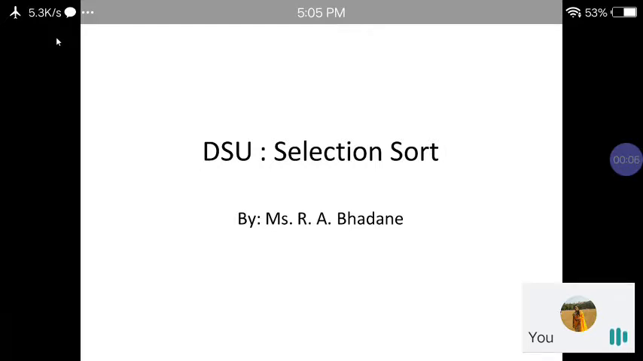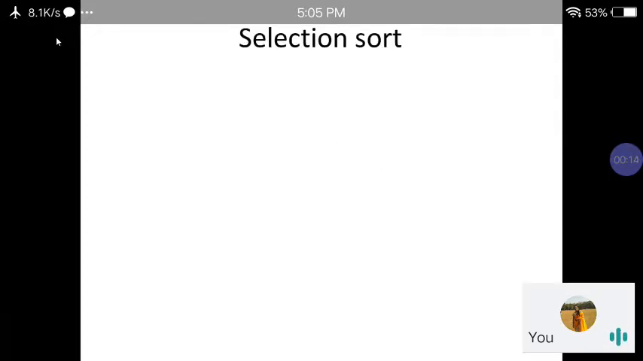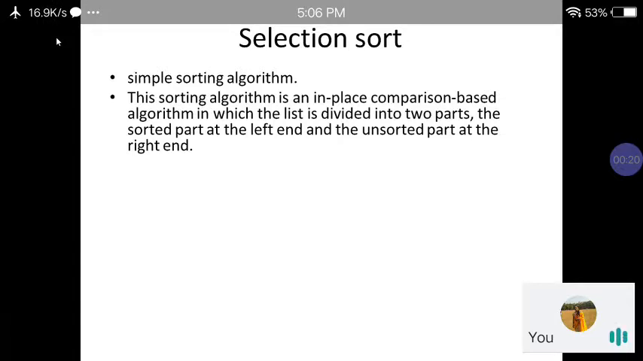In today's session, we are going to start with our next algorithm, that is selection sort from data structure using C. First, we will take a small introduction to selection sort. Selection sort is a very simple sorting algorithm. This sorting algorithm is an in-place comparison-based algorithm.